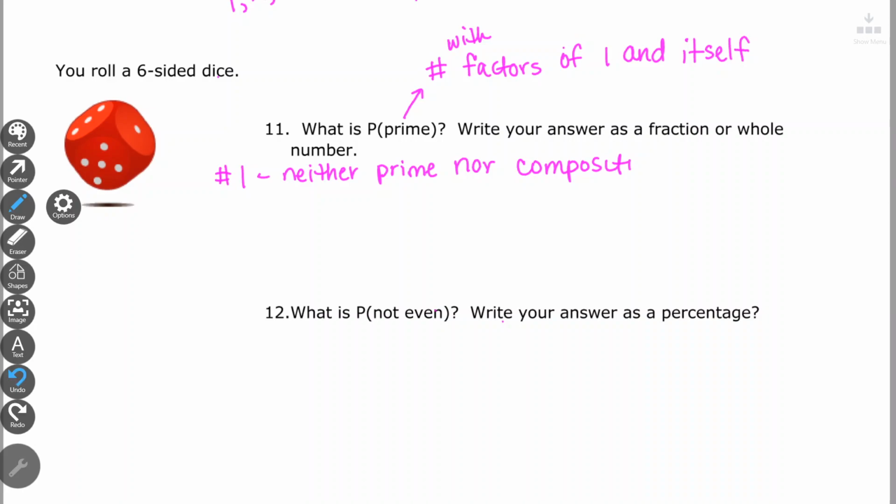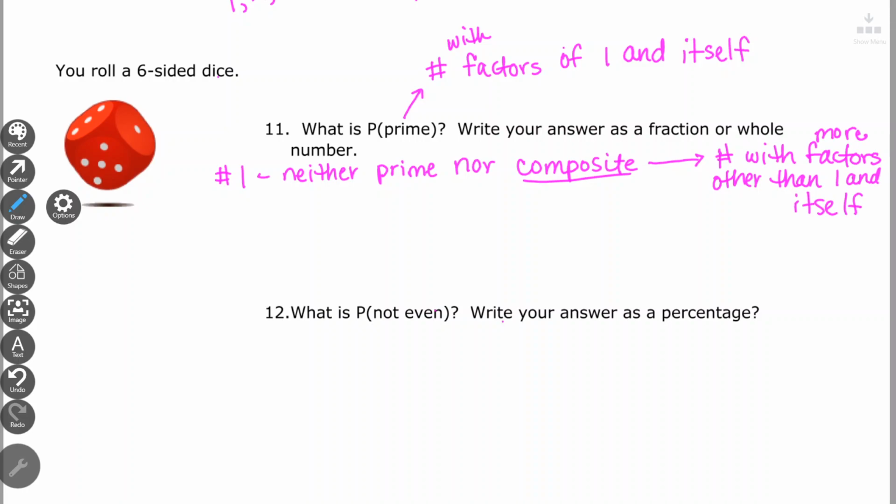Composite means that the number has more factors other than 1 and itself. So I'm going to make that little note right here. Composite means a number with more factors other than 1 and itself. Okay, so that would be composite.